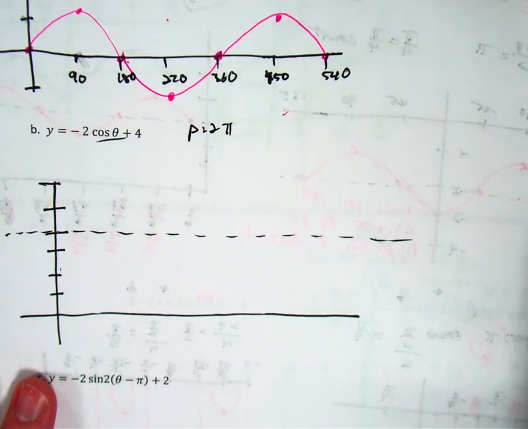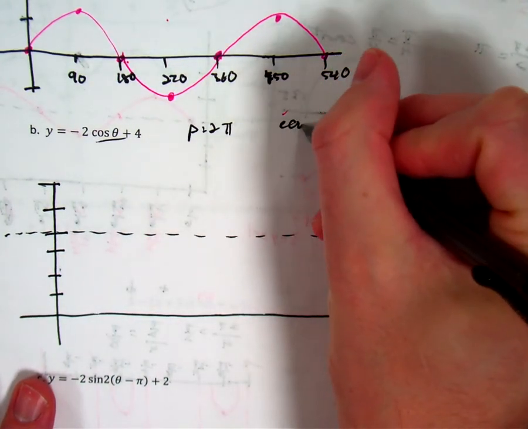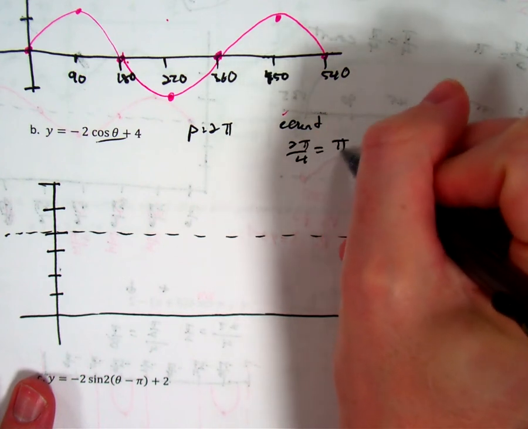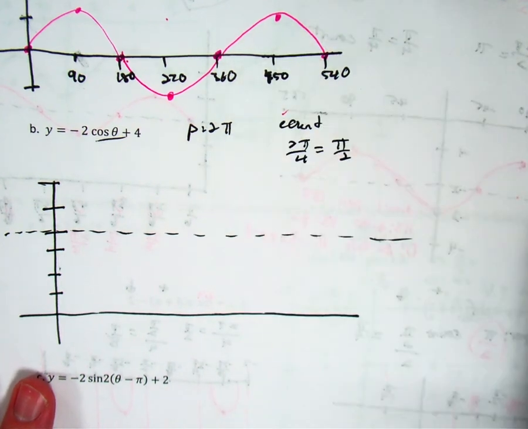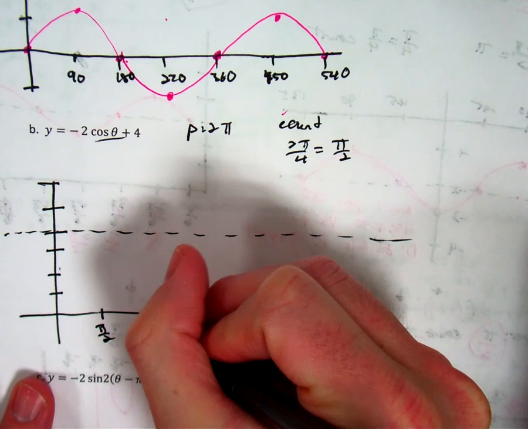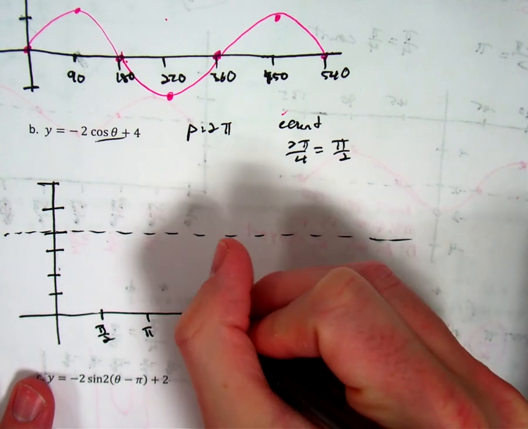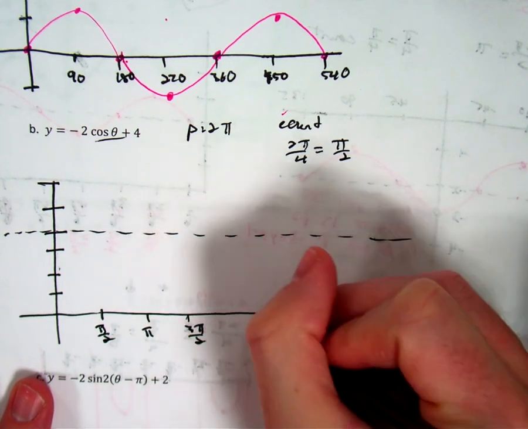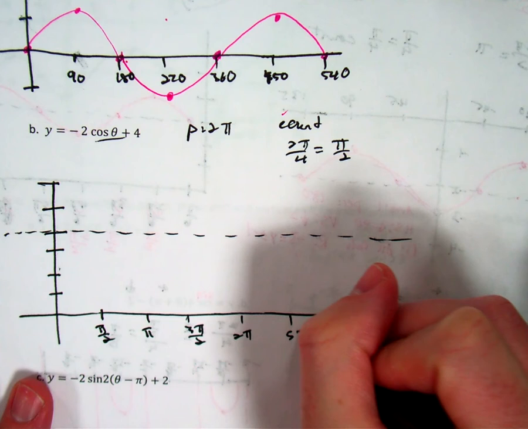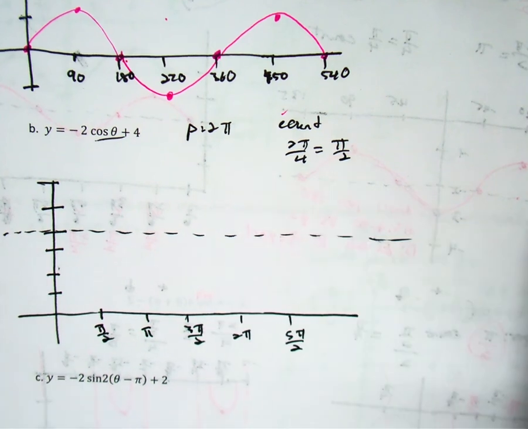No period adjuster, so normal period is 2 pi. Yep, we're doing radians. Count by 2 pi over 4. We're going to count by pi over 2's. All right, so we got pi over 2, pi, 3 pi over 2, 2 pi. Why not? Let's do a bonus one, 5 pi over 2.